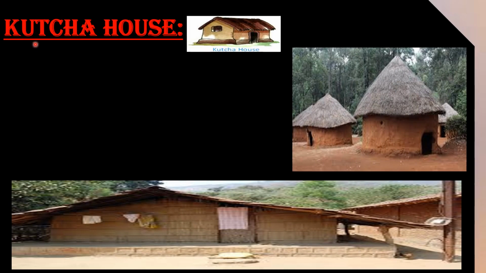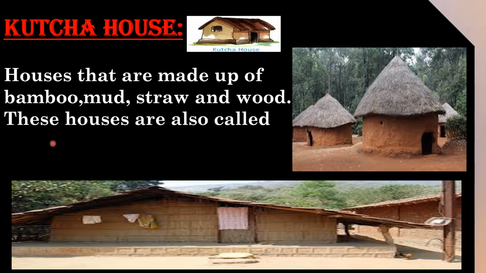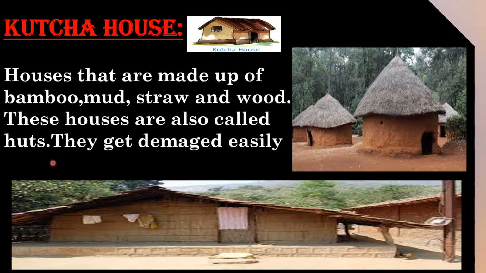Our first category of house is Kacha house. As you can see in these pictures, what do you know about Kacha house? Let's get to know. Houses that are made up of bamboo, mud, straw and wood are called Kacha house. These houses are also called huts. They get damaged easily during heavy rains. So children, these houses are generally built in villages. They are cost effective as they are made up of bamboo, mud, straw and wood. But these houses cannot face storms, heavy rain and earthquakes.